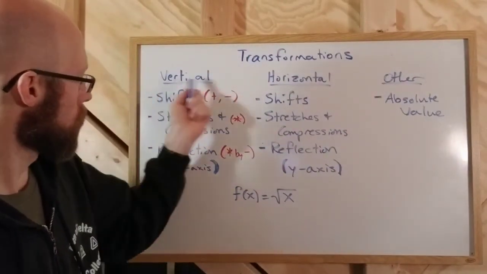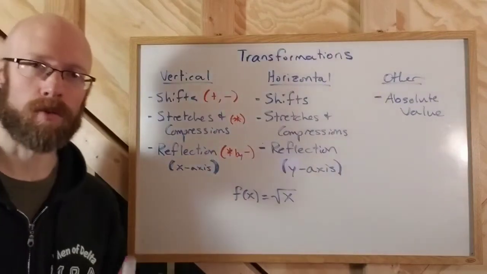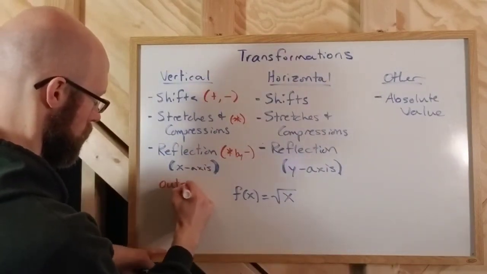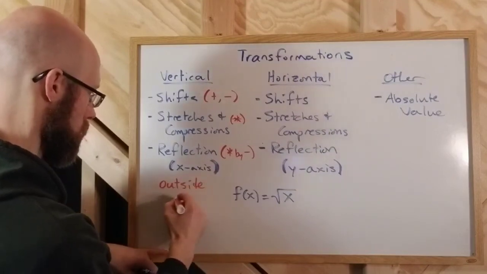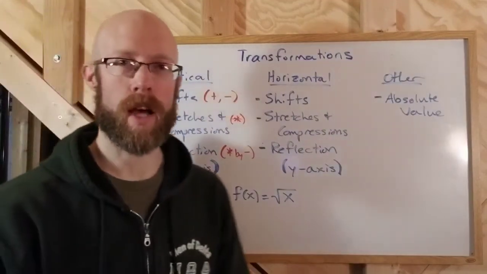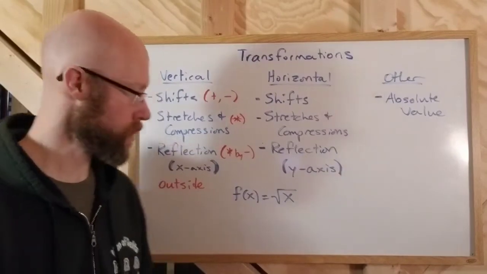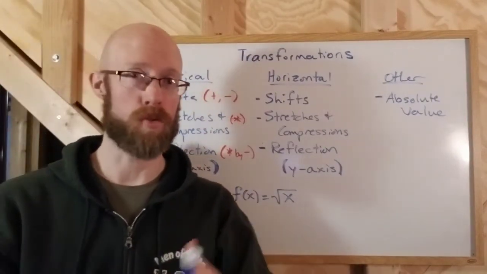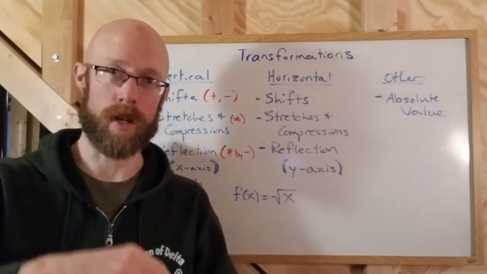So all of these things must be done on the outside of the function. They're done on the outside of the function algebraically. So it'd be like adding the 7 or multiplying by 2 on the outside. So 2 times the square root of x would do a stretch of the graph.